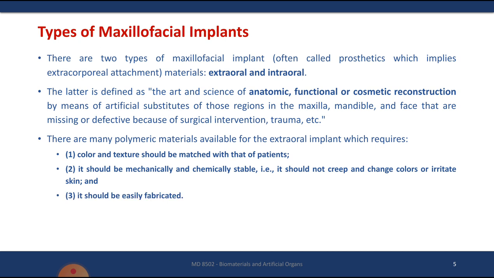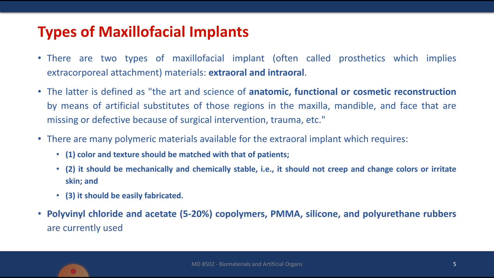Next thing is it should be easily fabricated. It should be very easy to fabricate. You can't take more time to create a maxillofacial implant for a person, right? So nowadays people use 3D printing, and it has become a lot easier with 3D printing. But in previous days, before the 3D printing era, people used to craft and prepare the implants, and it was really difficult at the time. Nowadays it's a bit easier with all those additive manufacturing techniques. And some of the examples of polymers which are used are polyvinyl chloride and acetate, copolymers, PMMA, silicone, and polyurethane rubbers.